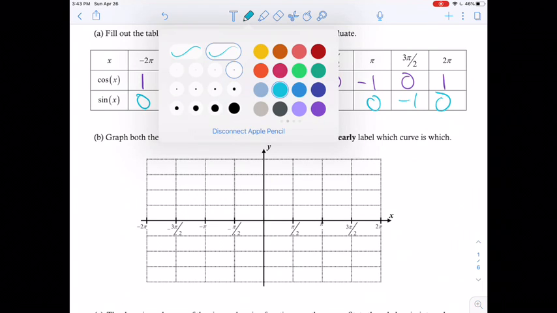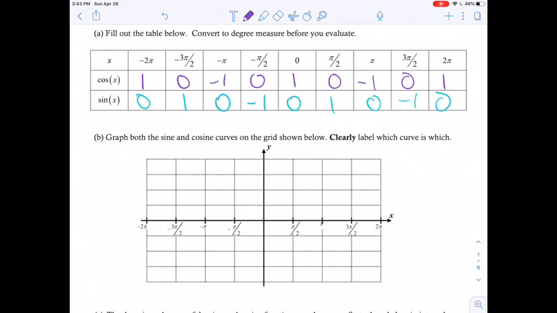All right, so we're going to plot those points. So at -2, first I'm going to do cosine in this purple here. At -2 pi, it's 1. All right, and then when you connect these points, it's like a wave. And this pattern will continue on and on and on.